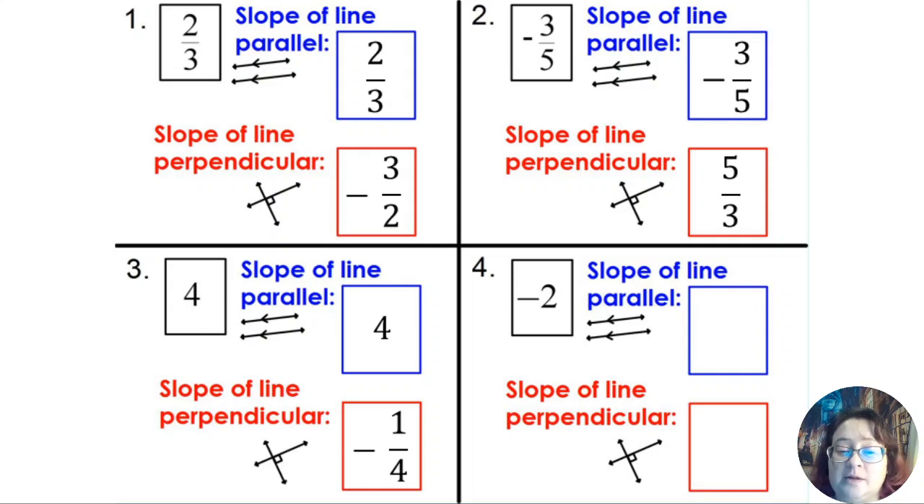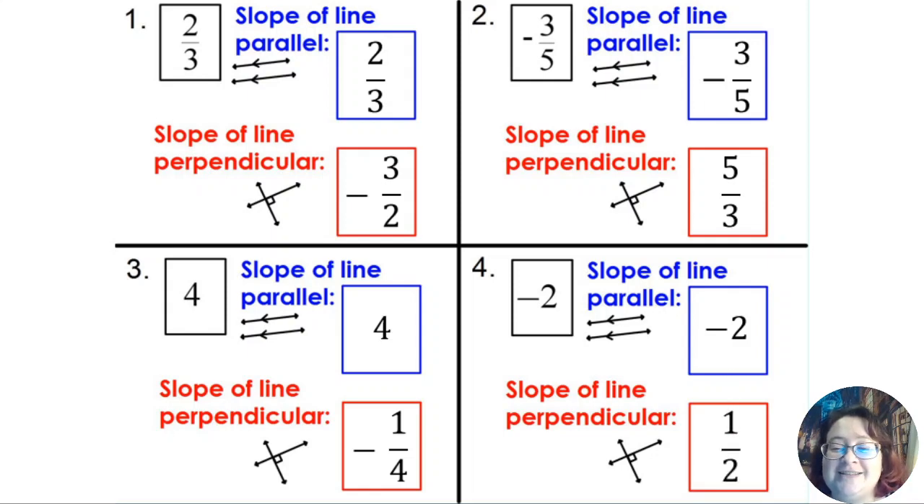For my last one, number 4, the slope of the line that's parallel is, you guessed it, the same, it's -2. Perpendicular slope, we want to change the sign. Negative becomes positive. We want to flip the fraction. And just like 4, what we do is this 2 now goes on the bottom. So it is positive 1/2.